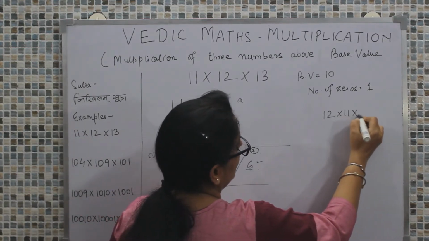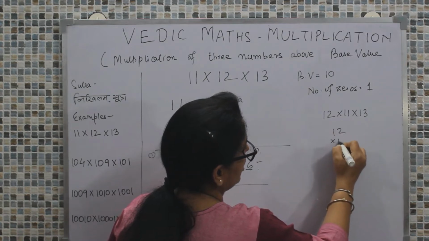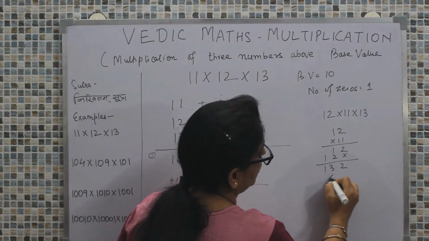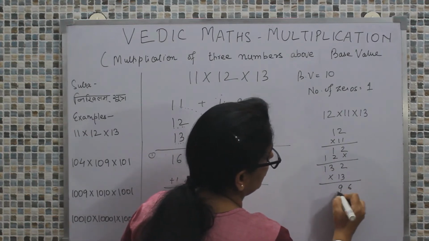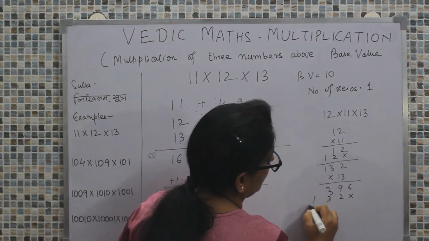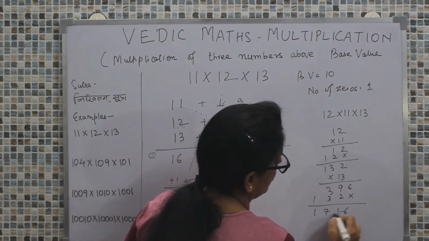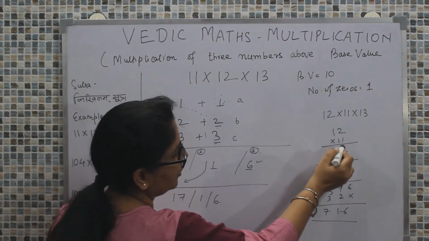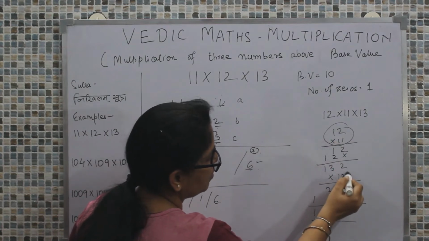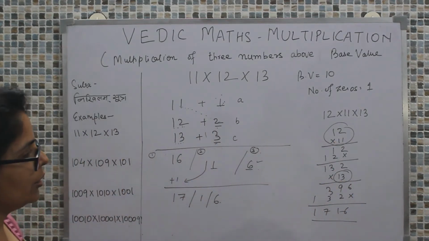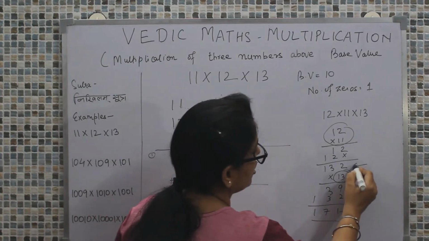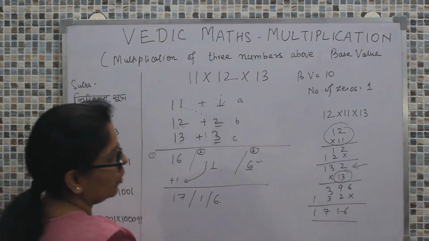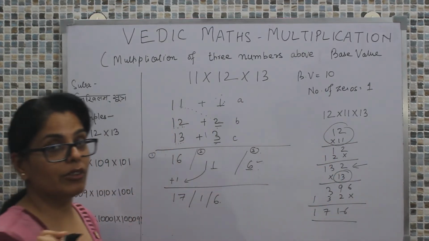Okay, now let's verify the answer. 12 into 11 into 13 by using the traditional approach. So this will be 132 into 13. This is it, 1716. Okay, what we find here, obviously we went for a multiplication of 2 digits and then we multiplied it with the third digit. Now here there is a possibility that if we commit a mistake at this particular stage, the error will be propagated to the next stage. Moreover, this particular calculation is comparatively lengthy.